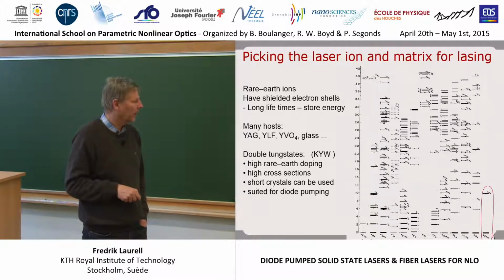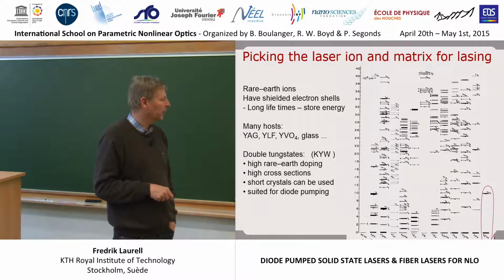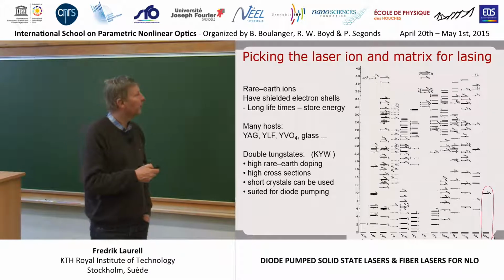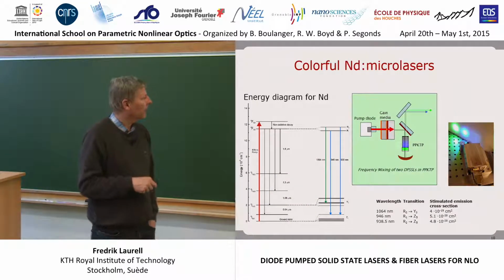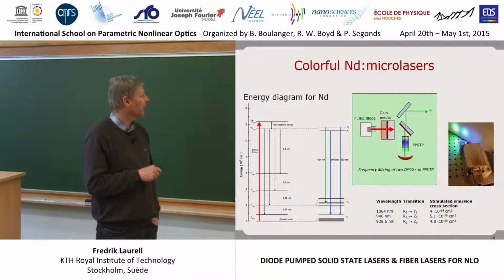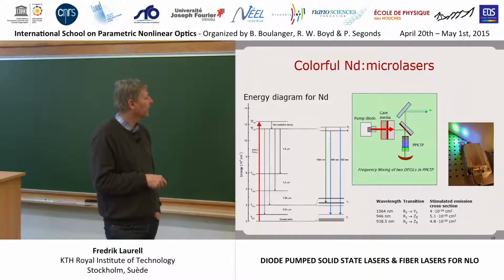Which of these are more important? Maybe neodymium, ytterbium, erbium, thulium, holmium. It's those that have been mostly exploited. And here, I showed you this picture yesterday, and here you can see the energy diagram, how you can pump it, for example, at 800 nanometers, and then lase the different lines here. So this one gives the blue, this one gives the green, and here gives the red.